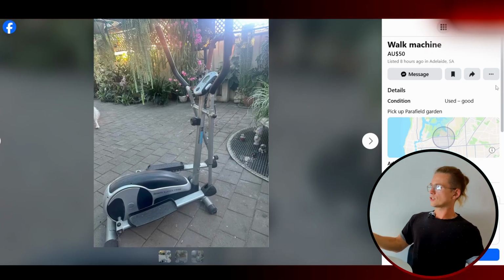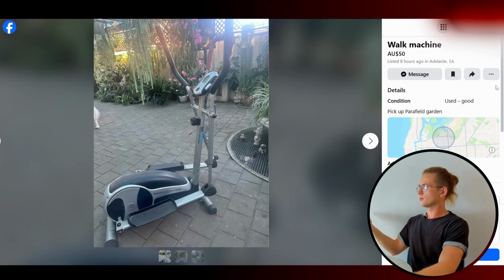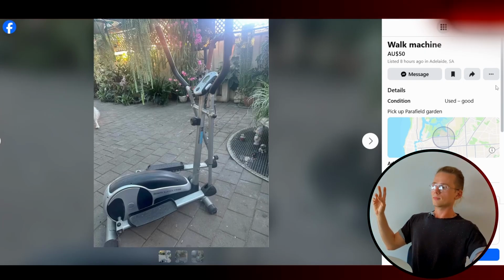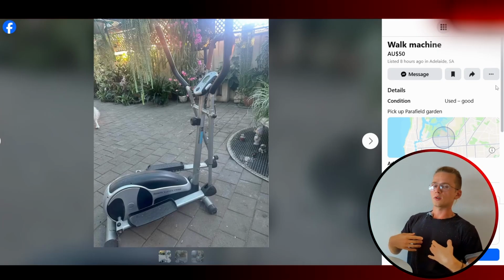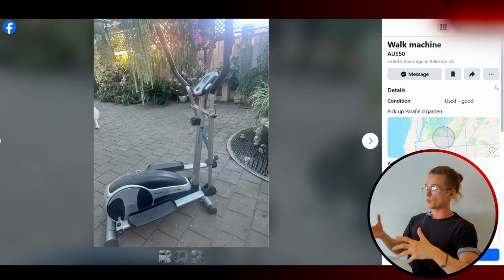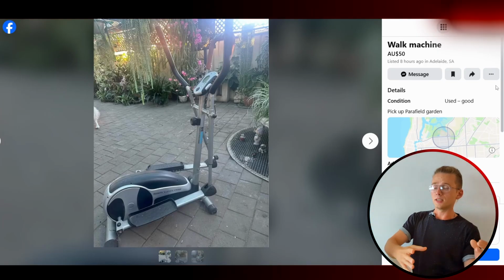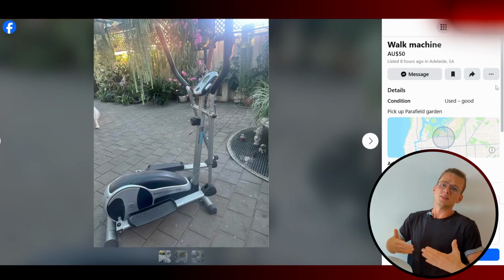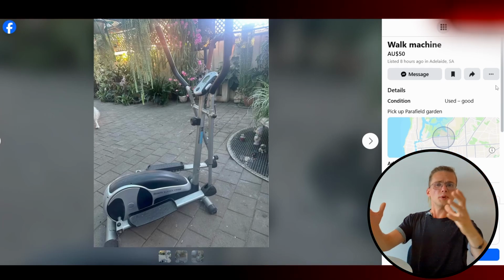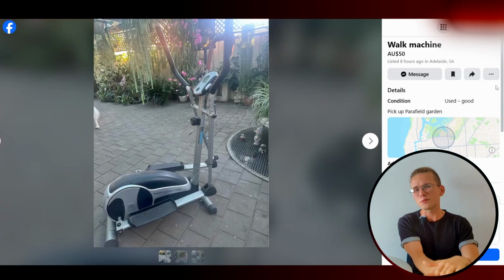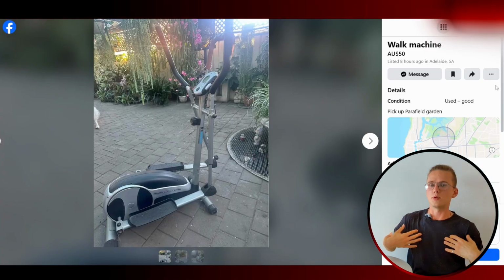When we look at this picture, this whole setup of the walk machine, I would not buy it just because I'm lacking so much information. It might be a steal. $50 for a machine like that, I think it might be good. But there's just so many uncertainties coming with that machine that I would not be purchasing it.